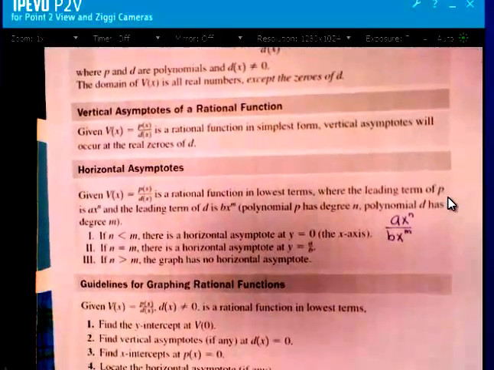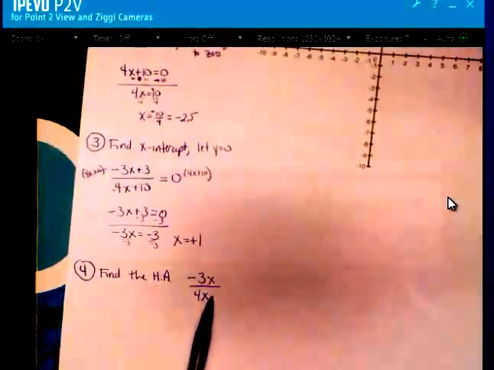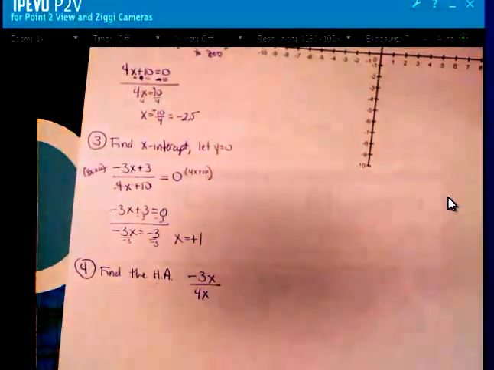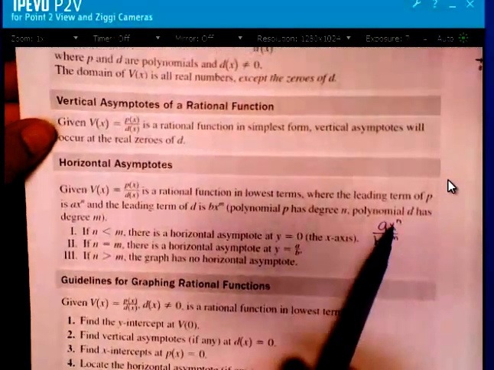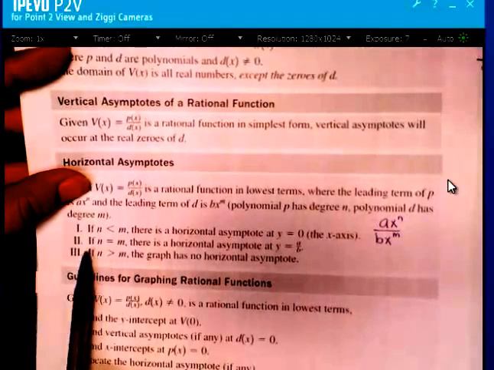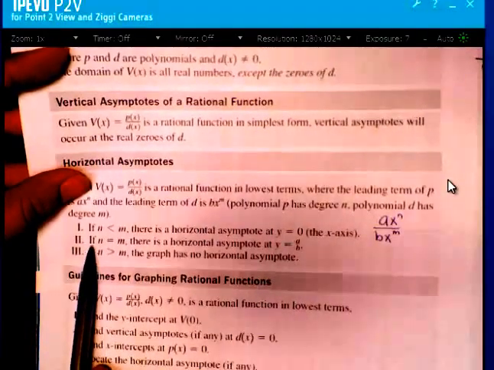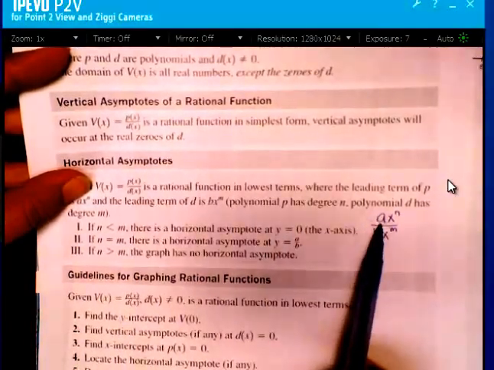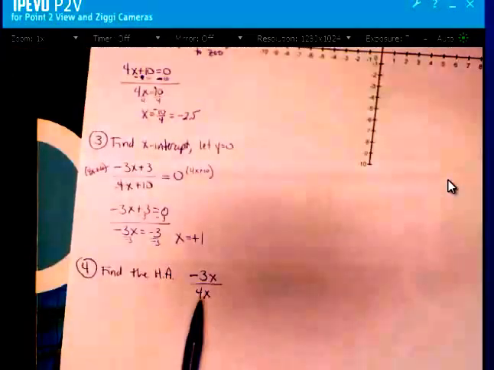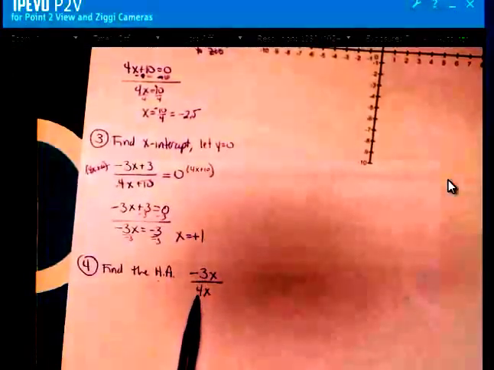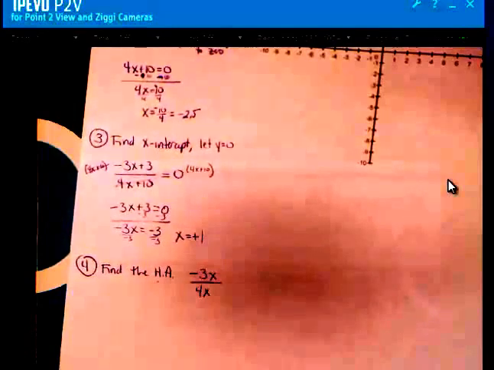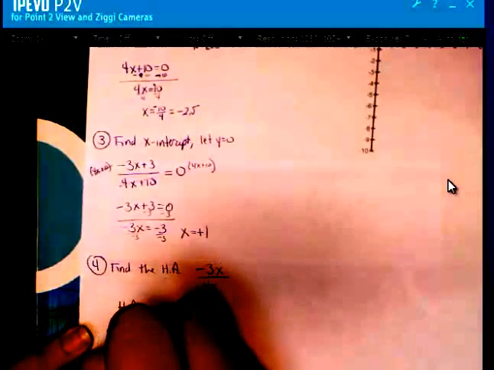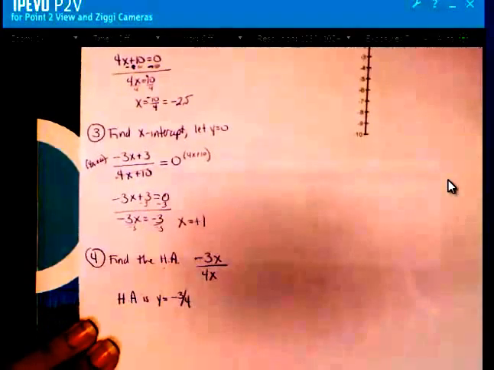Okay, so notice that, oops, let's go back to that real quick. So notice that the exponents are identical to each other. The numerator has an exponent of 1, the denominator has an exponent of 1. So here, when the exponents are the same, that gives us situation number 2. If n is equal to m, then we have a horizontal asymptote at the coefficients a over b. So in this case, we're going to have a horizontal asymptote at -3 over 4. So I'm going to say the horizontal asymptote is y equals -3 over 4.